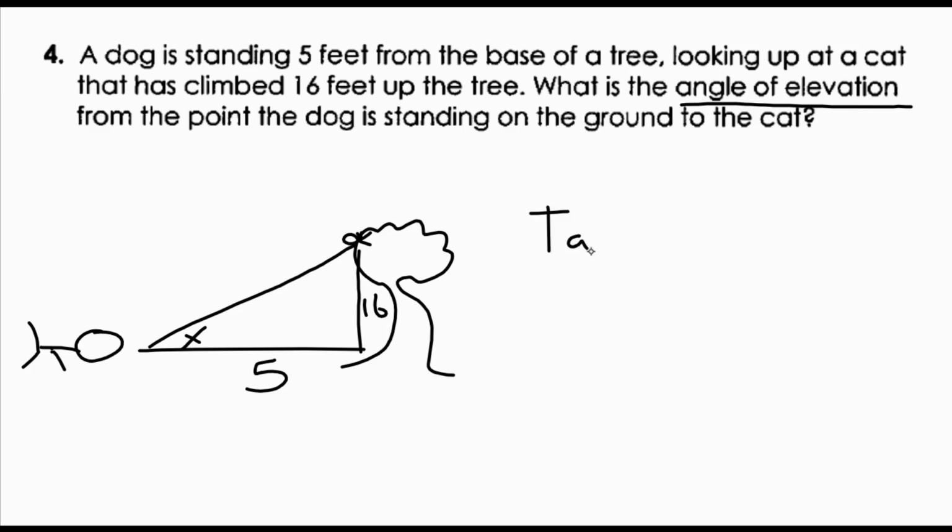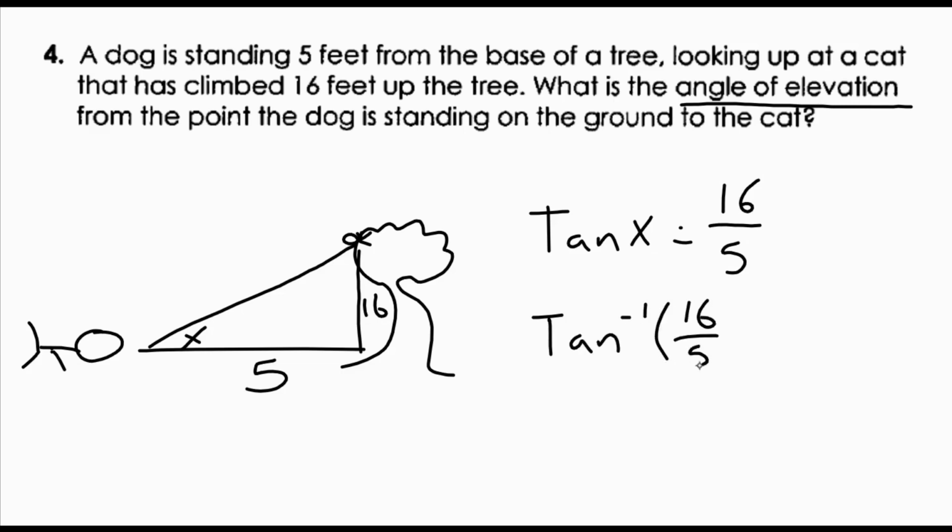So tan of x is going to be equal to 16 over 5. To get rid of my tan, I'll use tan inverse. So tan inverse of 16 over 5 is going to be equal to x. And then x is going to equal 72.6 degrees. So the angle of elevation is 72.6 degrees.